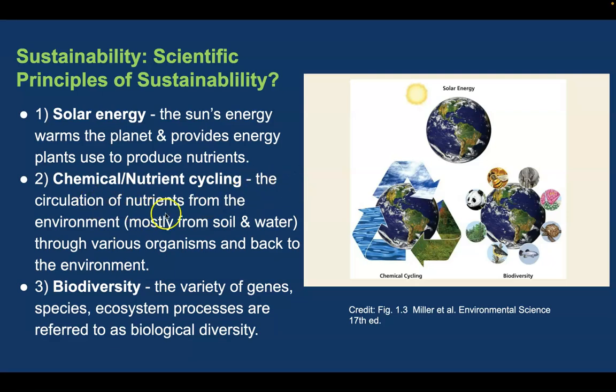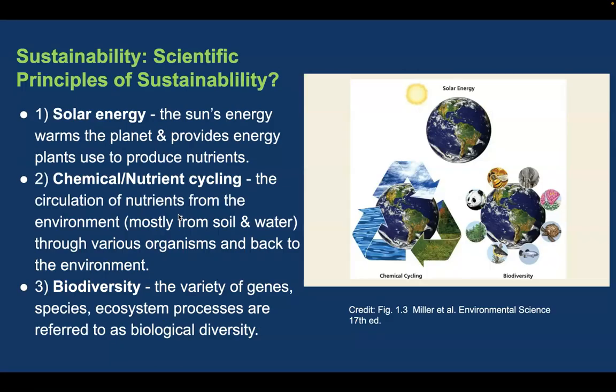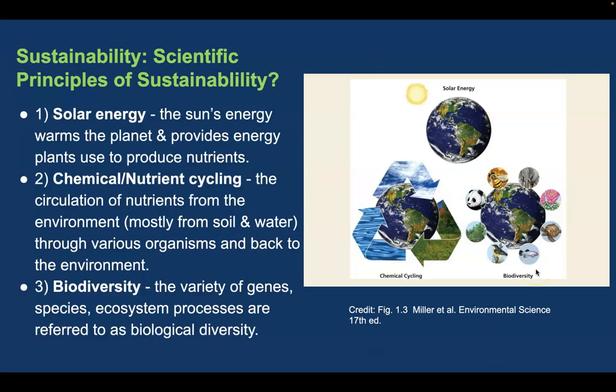Chemical nutrient cycling is the circulation of nutrients from the environment, mostly from the soil and water, through various organisms and back to the environment, and it is important to the stability of our planet. And lastly, biodiversity, the variety of genes and species, is very important for ecosystem processes. Maintaining that biodiversity is important for the stability of the planet. Those are the three major natural factors that play a key role in sustainability.